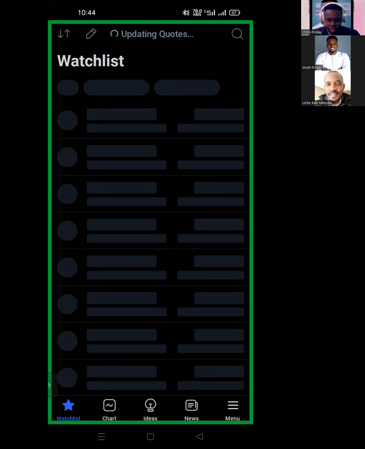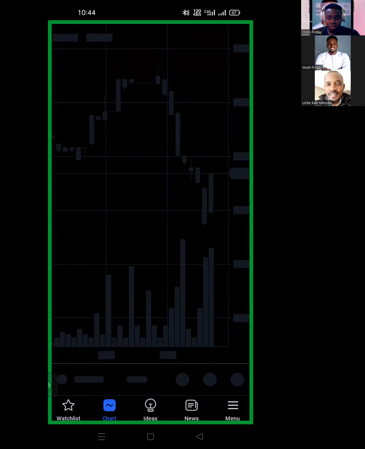So let's say we want to enter that, for instance, now in TradingView. In case you don't know, especially for those that are new, if you're new to crypto, probably you're in crypto but you don't know much about technical analysis. It's not as technical as it seems, it's just the name given to it. So it's quite simple. Mr. Uche, do you agree with me that that is not as technical as the name sounds? Yeah, that's true.